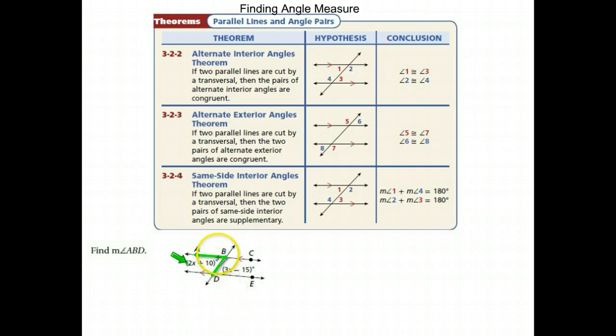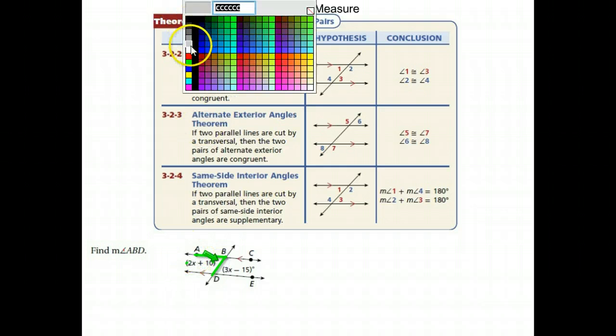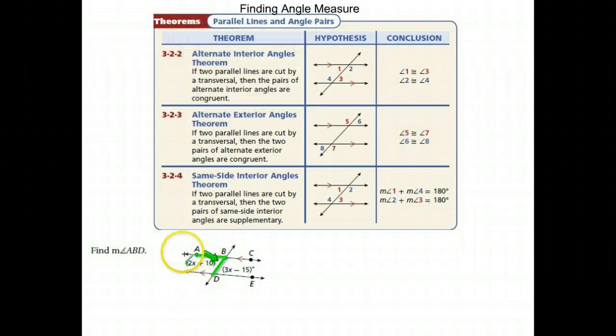Well, looking at this example, notice we have a set of parallel lines, and we have the angle on the interior of the parallel lines. So it's an interior angle. So I know either these are going to be supplementary, add to be 180, or they're going to be congruent. If they're alternate interior, they're congruent. If they're same side, they add to be 180.